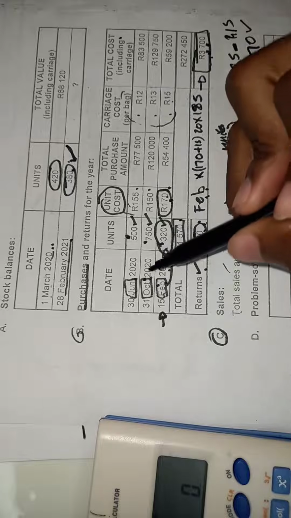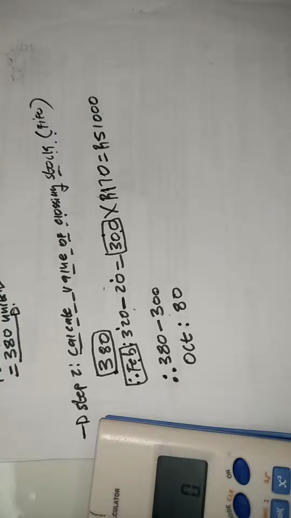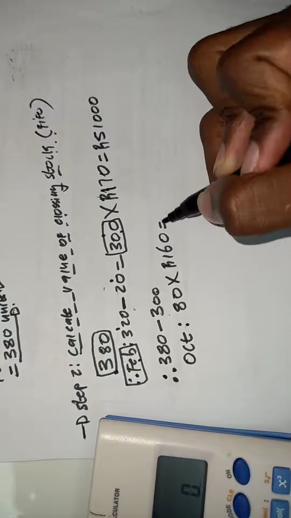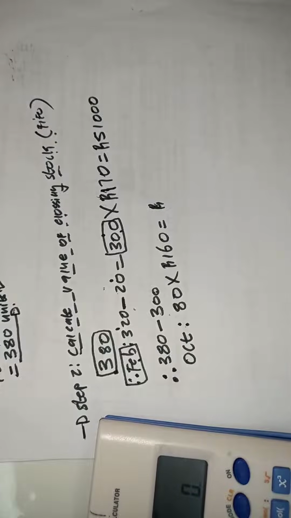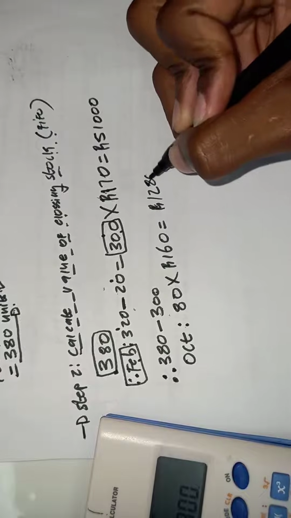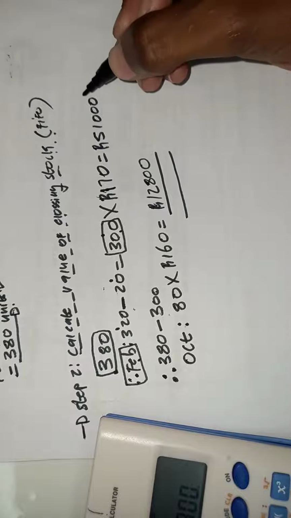And there are no returns in October. So how much is the price for October? The price for October is 160. So we're going to use it now. We're going to say 80 that is left multiplied by 160. 80 multiplied by 160 is supposed to give us 12,800. Now that's the FIFO method for you. Now you totalize this one plus.